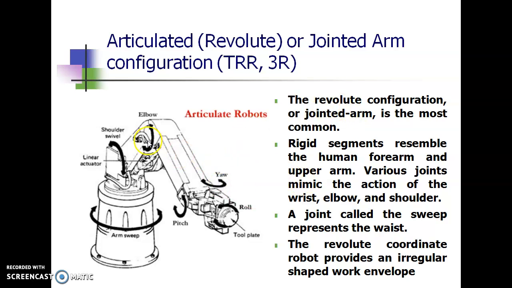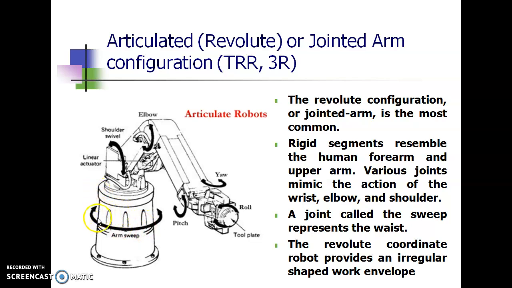Here it has two arms. One is called the upper arm and another one is the lower arm, otherwise called the forearm and the upper arm. Here there are two joints. You can see here this is the elbow. The elbow connects the upper arm and the forearm, and the upper arm is connected to the shoulder, and then the joint at the base represents the waist. This is going to rotate completely. This is called the waist.